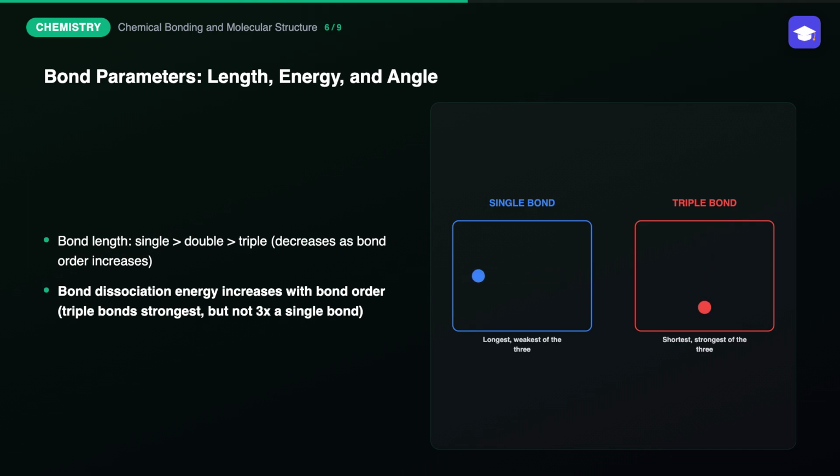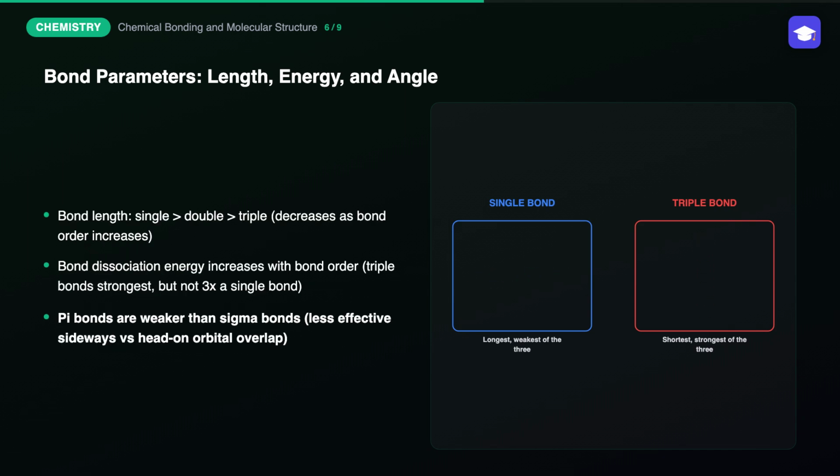Bond dissociation energy, or bond enthalpy, the energy required to break 1 mole of a specific bond in the gas phase, correspondingly increases as bond order increases. Triple bonds are the strongest, requiring the most energy to break, though they are, notably, not simply 3 times a single bond's strength, since pi bonds are generally somewhat weaker than sigma bonds due to less effective sideways orbital overlap compared to direct head-on sigma overlap.